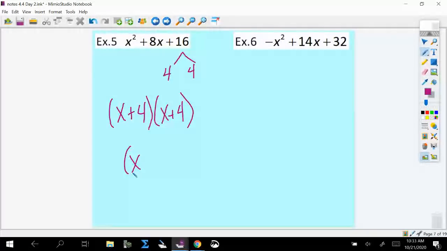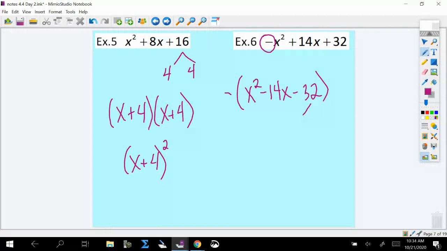You can also write your answer with an exponent and just say, since it's there twice, I'm going to write it as x plus 4 being squared. Your choice. The next one has a negative in the beginning, so I'm going to factor out a negative, giving me x squared minus 14x minus 32. And now I need numbers that multiply to get negative 32 and add to get negative 14.